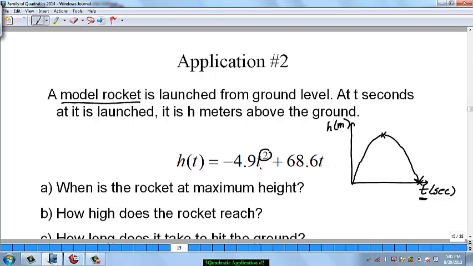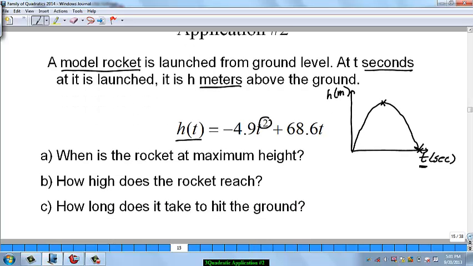I know that time is the independent variable because it says h of t. That means the height at a certain time. So the height depends on the time. The time is my x-axis, and they told us it's in seconds. The height, they said, was in meters. So I can label my picture. The rocket is going to launch, come up to the top, and come down and hit the ground.